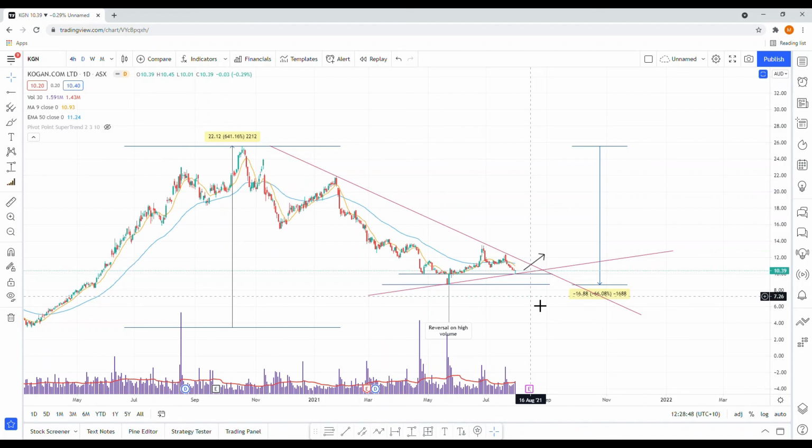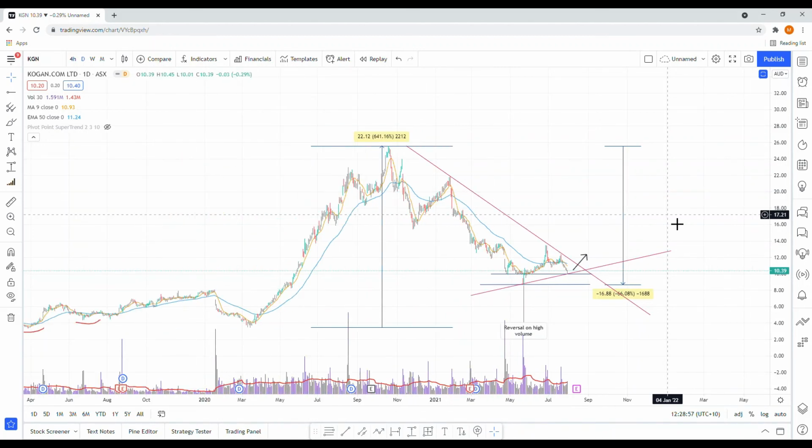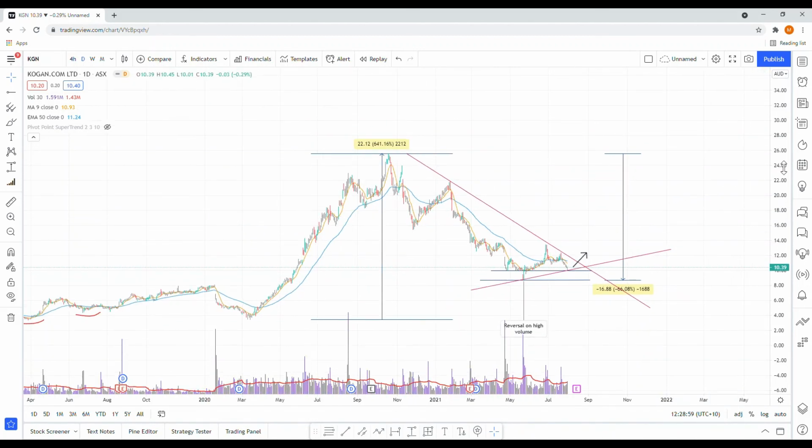When we look at that previous history, it has a tendency to go upwards now. Yeah, let's wait and see. We'll look at this stock maybe in a few weeks' time to see what has happened.